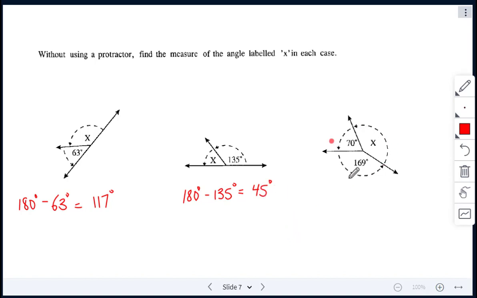In this example, we have three angles. We are making one complete revolution, so that is 360 degrees. Then we just subtract the 169 degrees and subtract the 70 degrees, and that gives us the answer for X, which is 121 degrees.